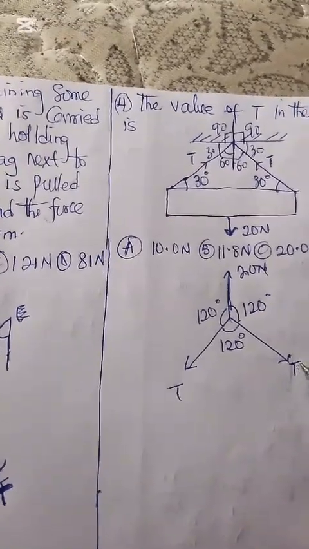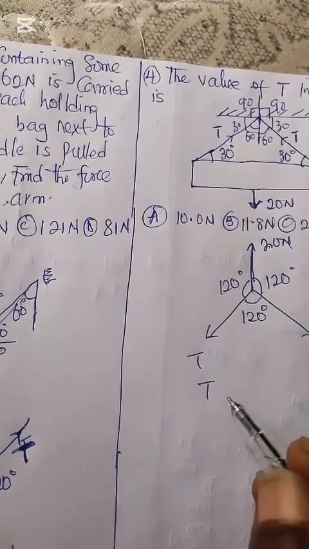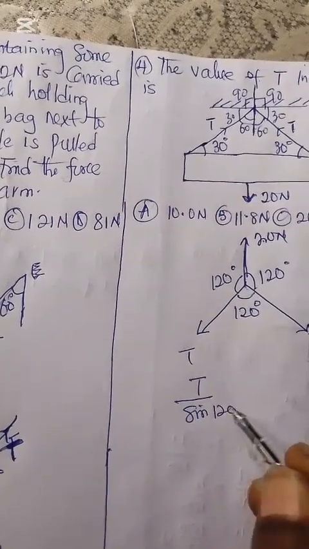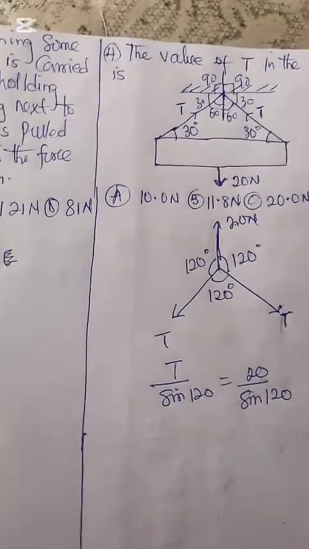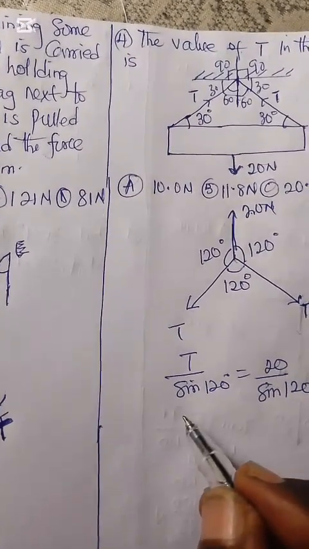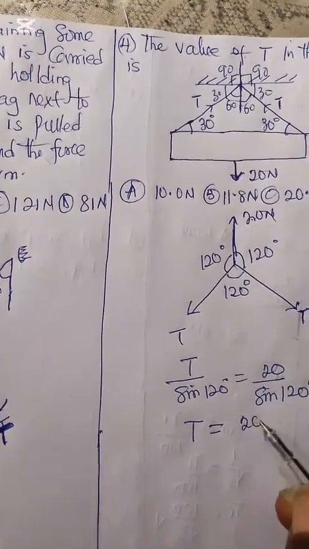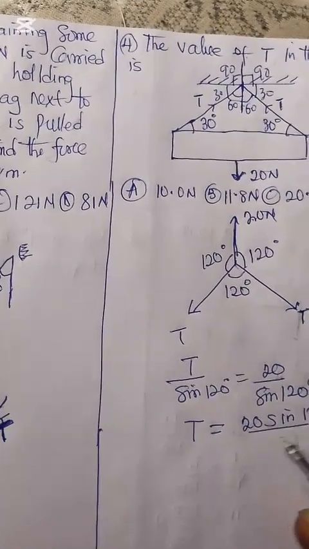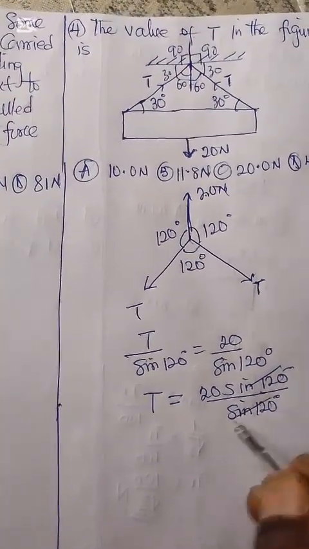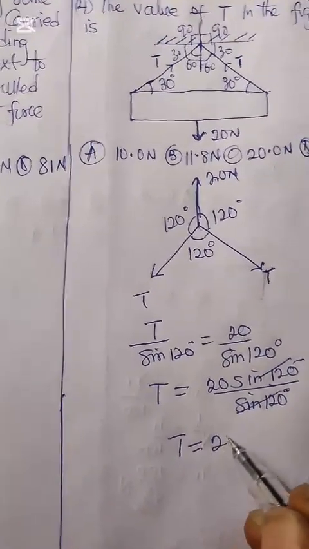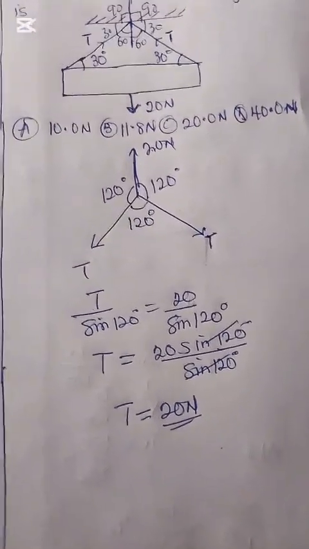So I can use the same sine rule as the previous question. I can take any of the tensions, it's the same thing. T over sine 120 is equal to 20 over sine 120 degrees. So T equals 20 sine 120 divided by sine 120 degrees. The sine 120 will cancel sine 120, so that the tension will now be 20 Newton. That is how you solve equilibrium of rigid body.